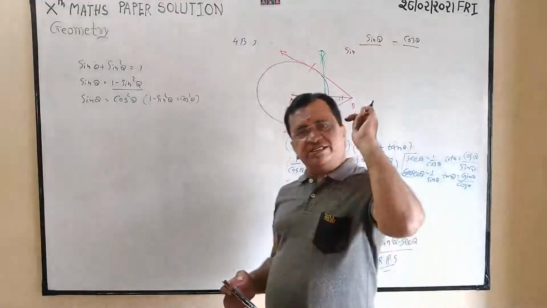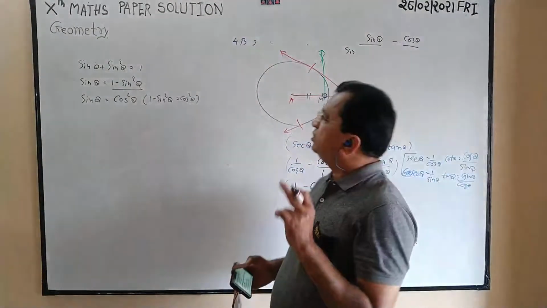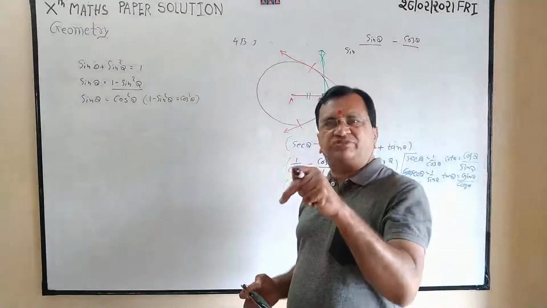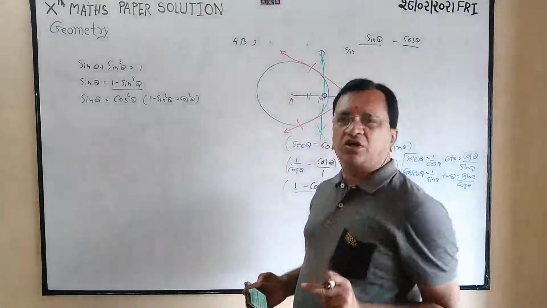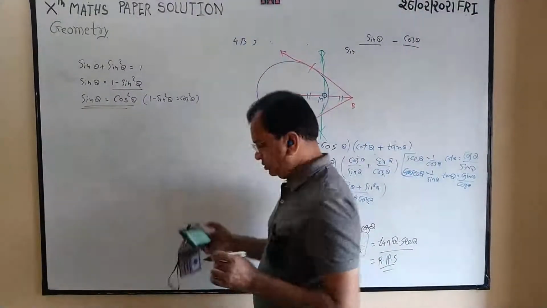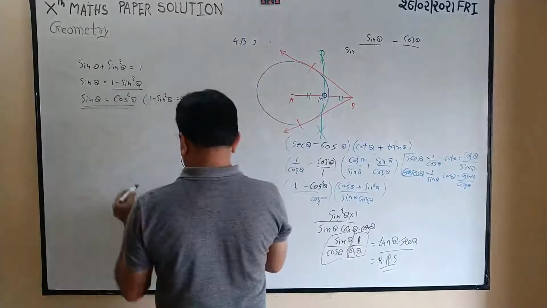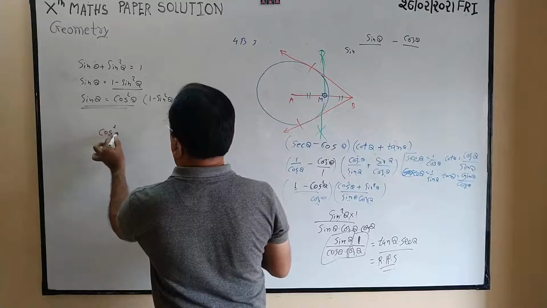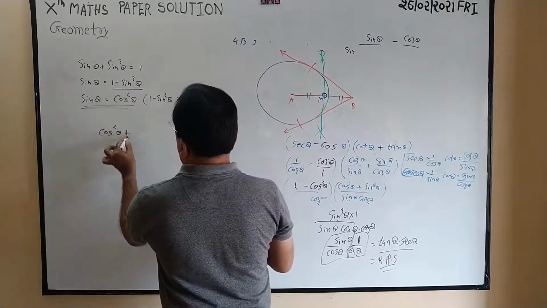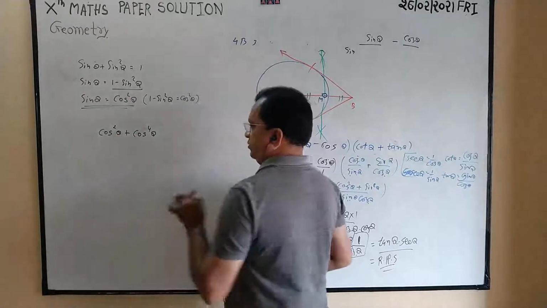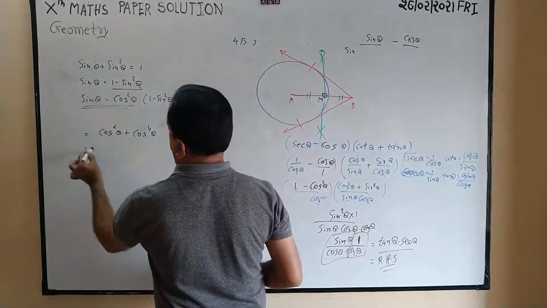Sin theta plus sin square theta is equal to 1, that is given. So I have written sin theta is equal to 1 minus sin square theta, and 1 minus sin square theta by identity I can write cos square theta. Okay, now you got this. Now what we have to find out is the value of cos square theta plus cos raised to 4 theta.